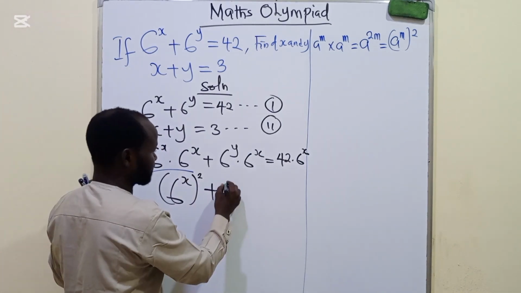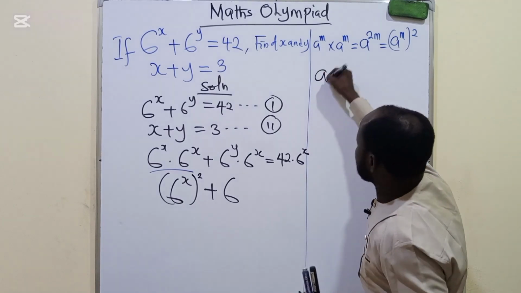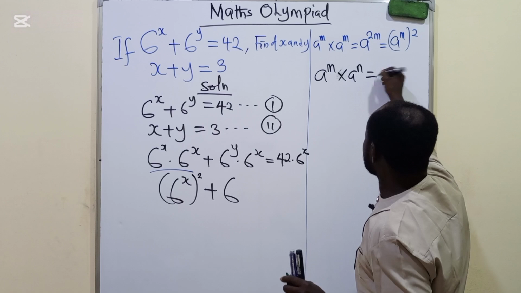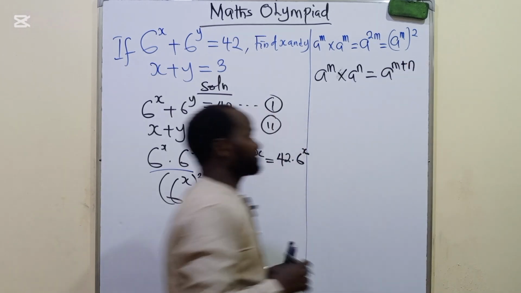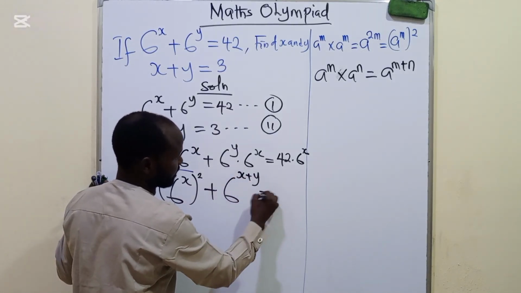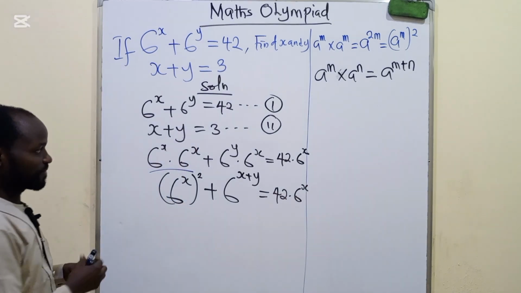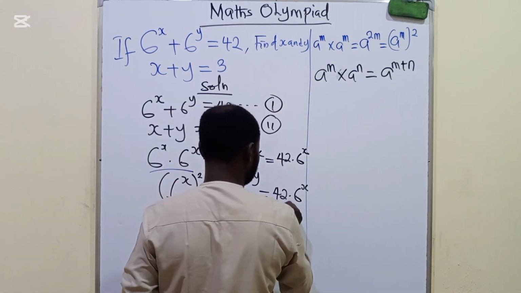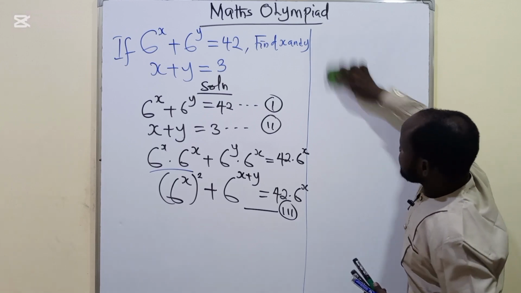Then plus 6, we apply the multiplication law at this point. When we have a power m times a power n, this will be the same as a power m plus n, one of the laws of indices. Very important. So we add the powers, that will be x plus y, which is now equal to 42 times 6 power x. Clearly here, we can see that we have x plus y. So we can define this as equation 3.